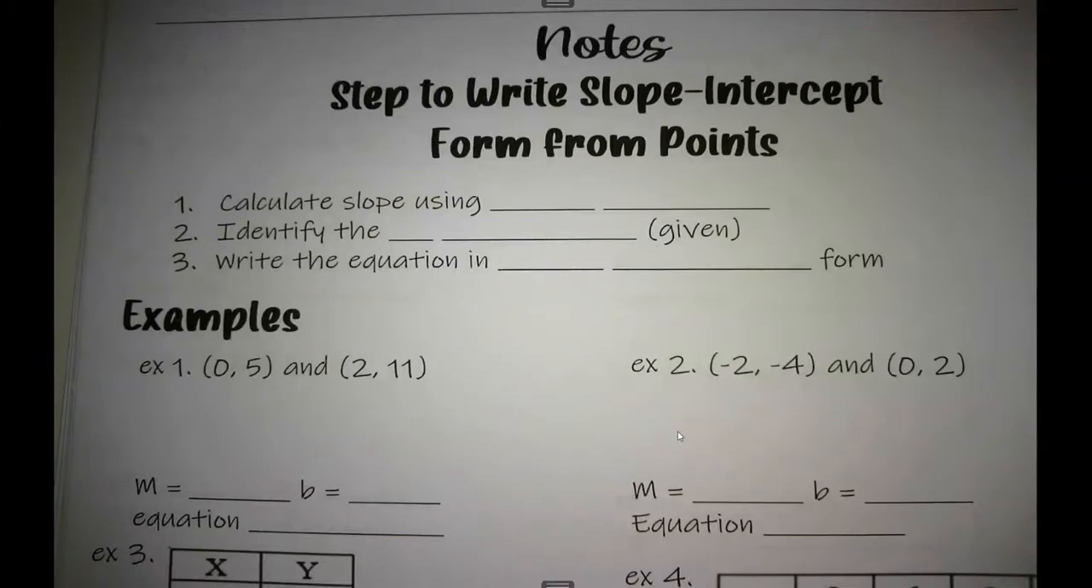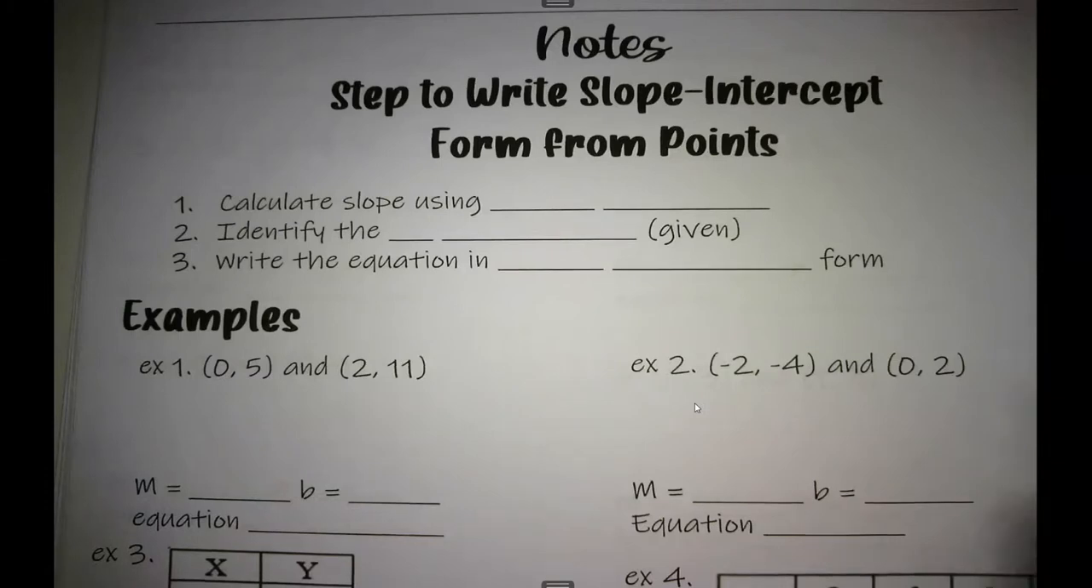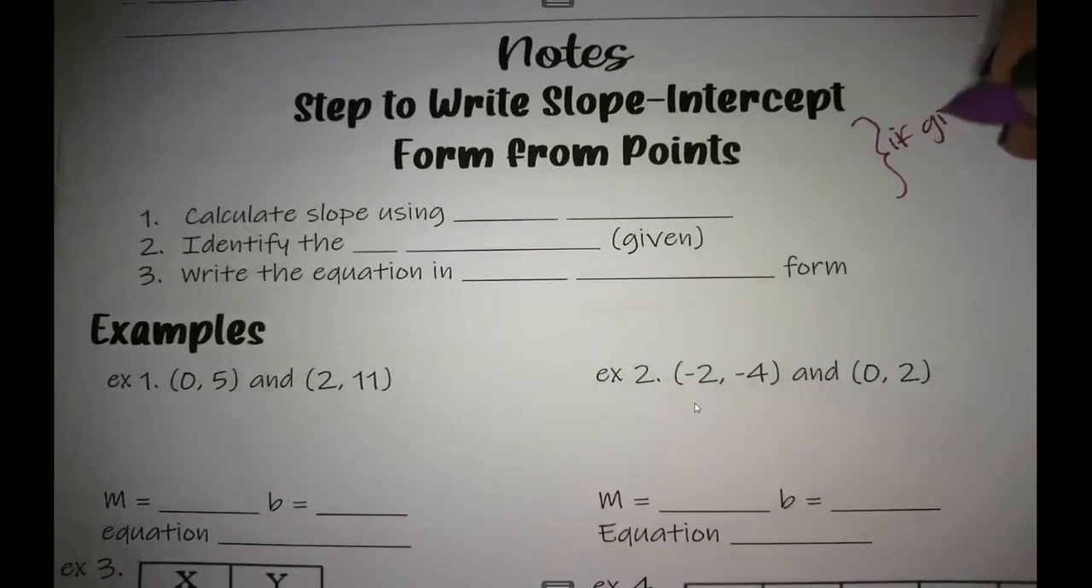We want to write equations from 2 points that are given. We can do that by identifying the same kind of things we were before and writing it in our slope-intercept form. So this is going to be for if you're given a point, just any random point, and the y-intercept already.